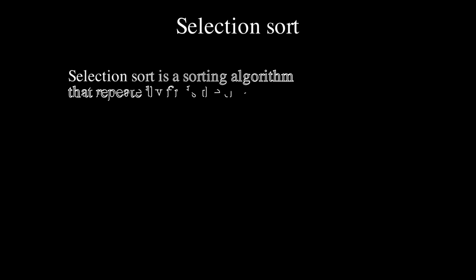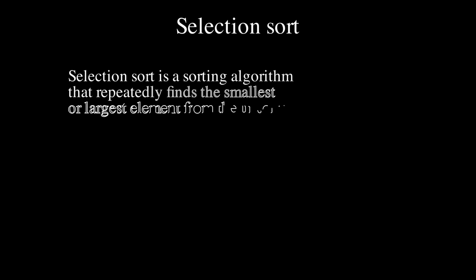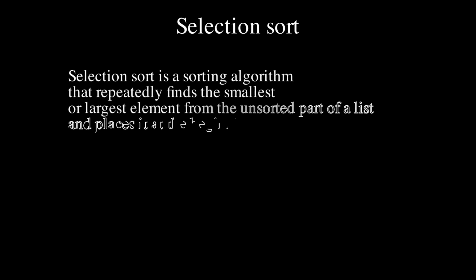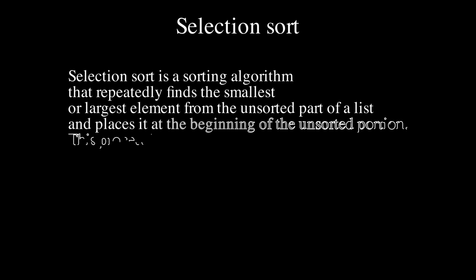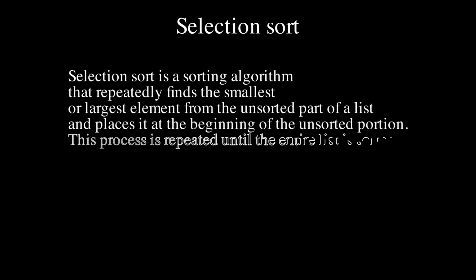In this video, we will take a look at selection sort. Selection sort is a sorting algorithm that repeatedly finds the smallest or largest element from the unsorted part of a list and places it at the beginning of the unsorted portion. This process is repeated until the entire list is sorted.